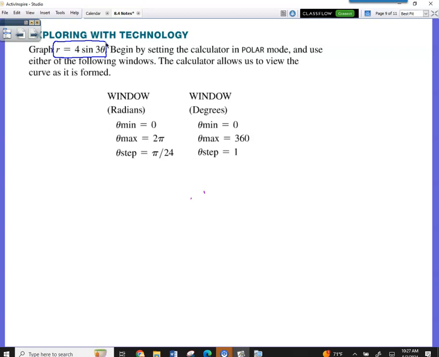Window. So you'll change the viewing window from 0 to 360, and it's going to go by 1.